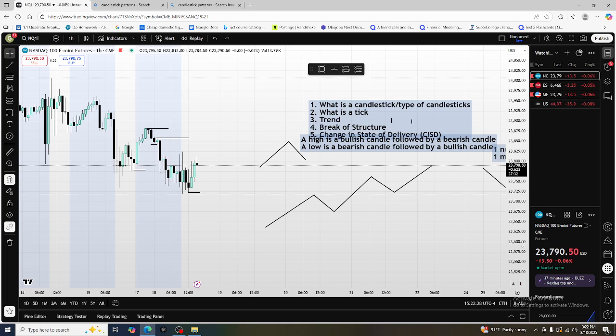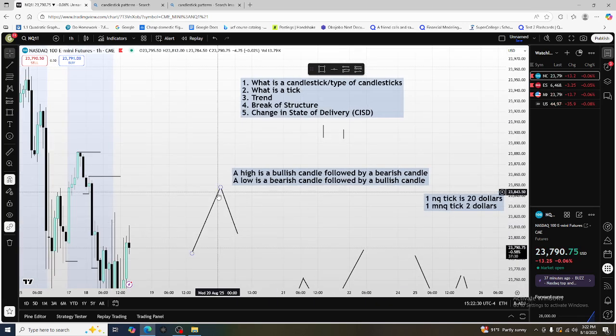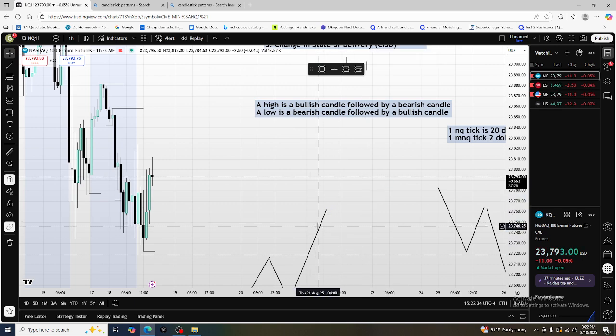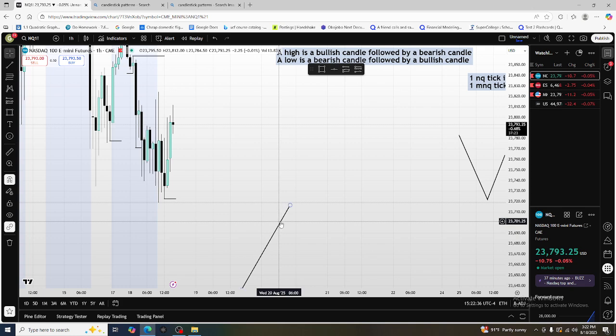So that's a trend. Now, what goes hand in hand with a trend is break of structure, because obviously you can't be in an uptrend or a downtrend forever.